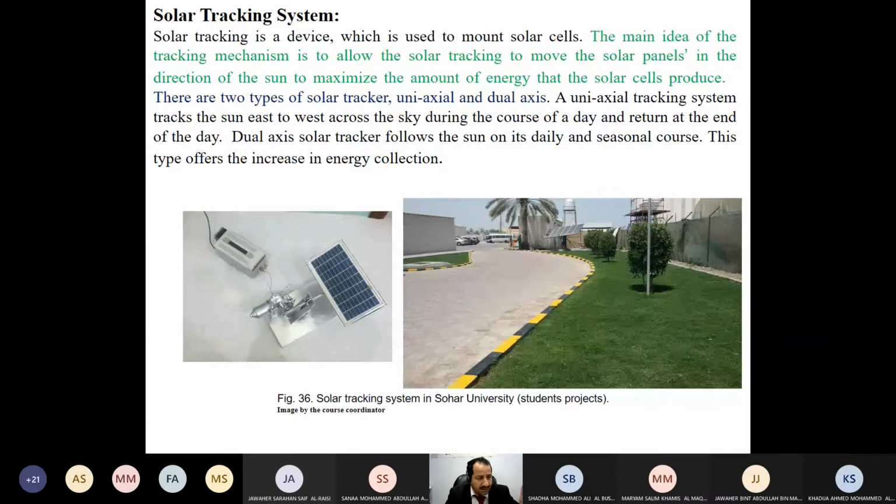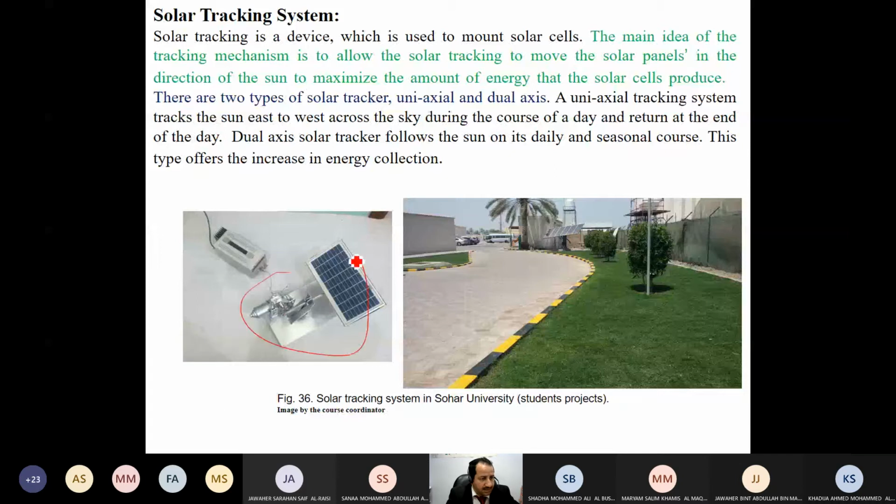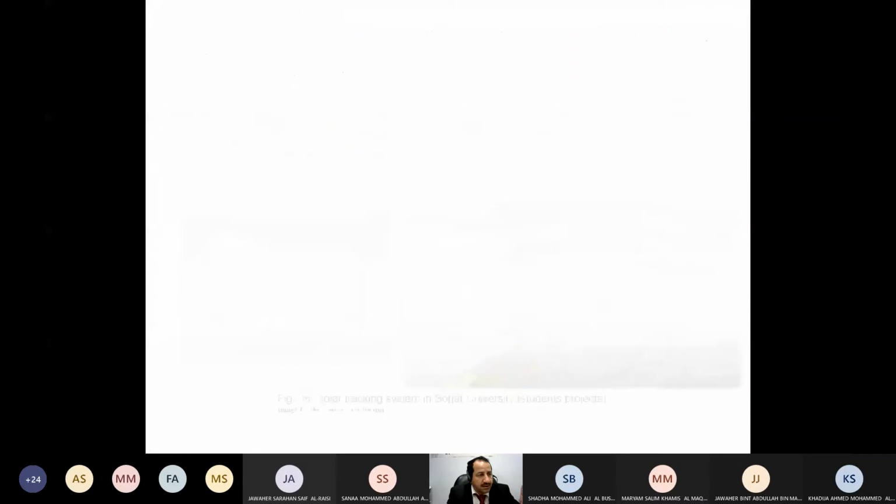Our students designed this in the lab. Sahara University designed it in the lab. As you can see here, this is a solar tracking system. This is the motor. They use car motors here. Also this one, I mentioned it when I discussed the use of solar water pumping systems. You can see here there is a small motor, the same motor used for moving the dishes for satellites.